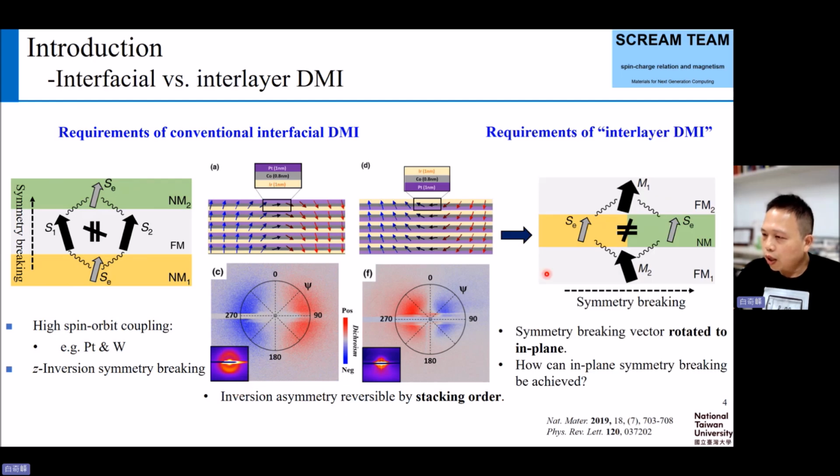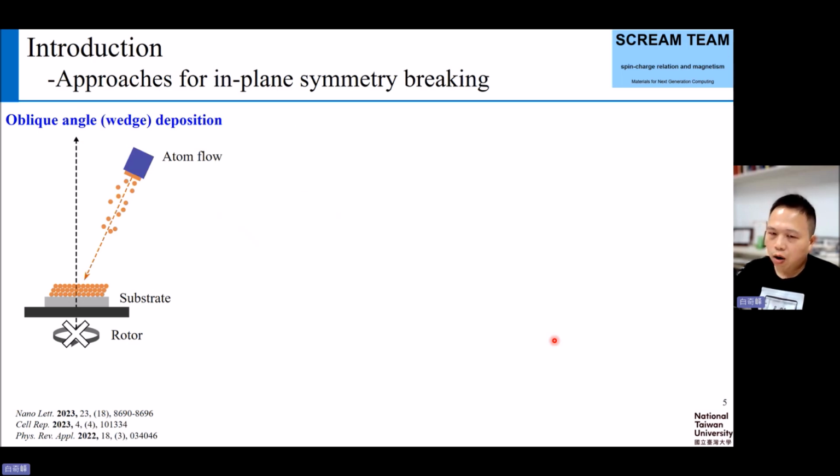However, if you can play with the lateral symmetry breaking, in this case, two ferromagnetic layers separated by a normal metal layer, and if this normal metal layer has a lateral symmetry breaking, either in structure or in composition, it is possible to rotate this symmetry breaking vector to in-plane. And this is typically achieved, at least in our group, by oblique angle deposition. That is by stopping the rotation of the substrate or sample holder during deposition, and then you have an angled deposition of the magnetic layers or the buffer layers, to create lateral symmetry breaking in the thin film.